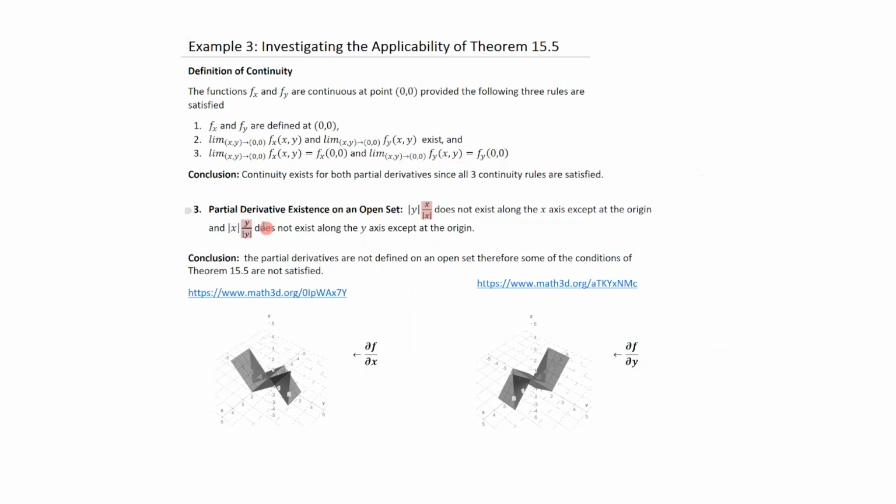All right, so the third thing is partial derivative existence on an open set. We know we have a problem here because x over absolute x, if y is not equal to 0, does not exist along the x-axis, except at the origin, which we already discussed here. And this x divided by absolute x times y divided by absolute y does not exist along the y-axis, that's at y equals 0, except at the origin. The conclusion is that the partial derivatives are not defined on an open set, therefore some of the conditions of theorem 15.5 are not satisfied.